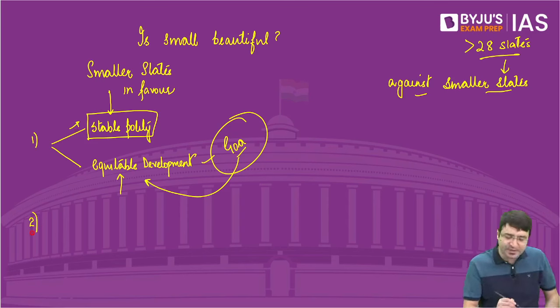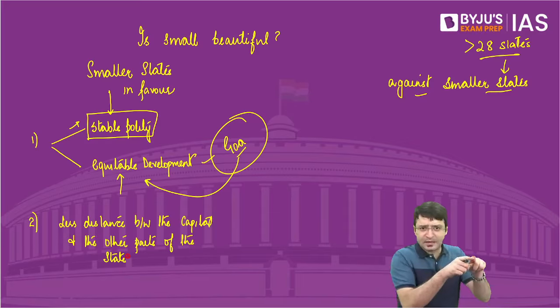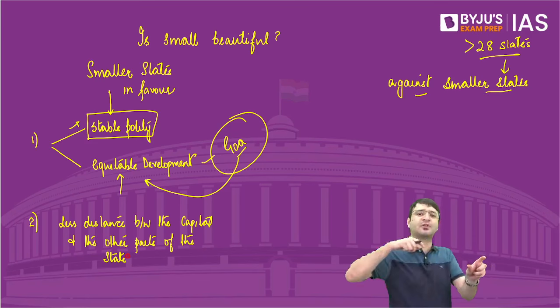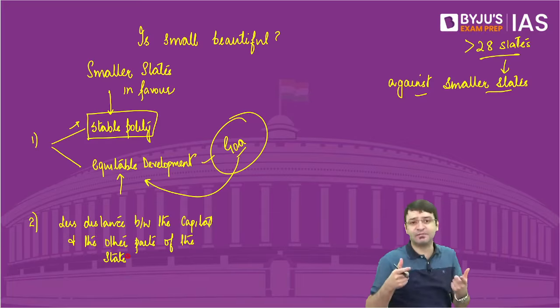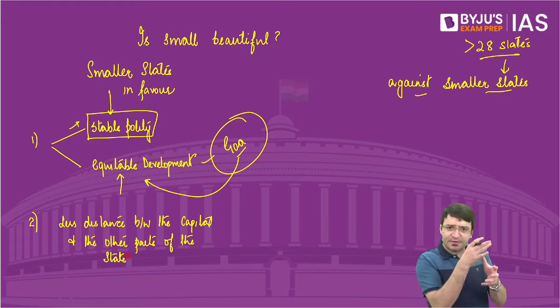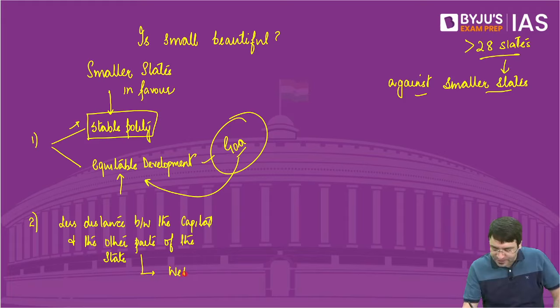Another reason given for smaller states is less distance between the capital and the other parts of the state. If the state is bigger, Lucknow is in one part of Uttar Pradesh, but then there are other areas of UP which are very far from this capital. Which means if you have to meet ministers, if you have to meet secretariat officers, you have to travel long distances to reach the capital, which is a disadvantage. But if the state is smaller, the distance between the capital and the other areas of that state will be less, and ultimately it will be helpful for welfare.